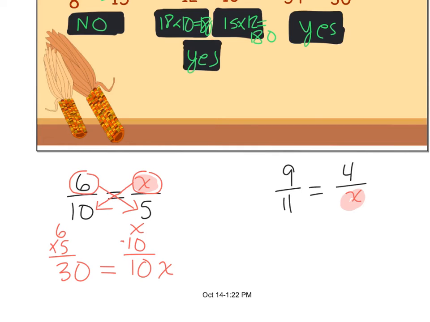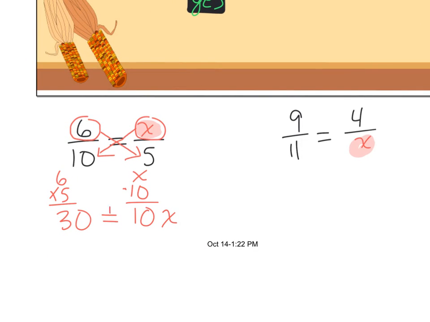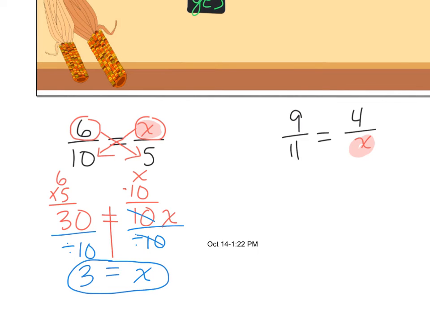And now we can solve. This is a one-step equation, and I'm telling you, when we cross multiply, our last step is always going to be to divide by whatever number is attached to the x. Okay? So in this example, draw my line through the equal sign, and I'm going to divide by 10 on both sides. I have to keep my equation balanced. My 10s on this side cancel out. I'm left with x, and then 30 divided by 10 is 3. So I just found my solution for x.